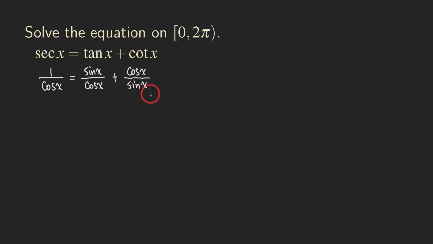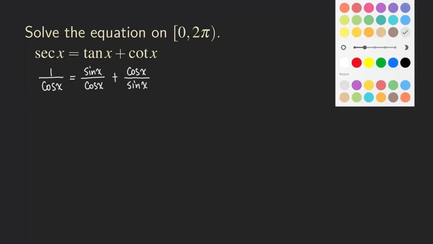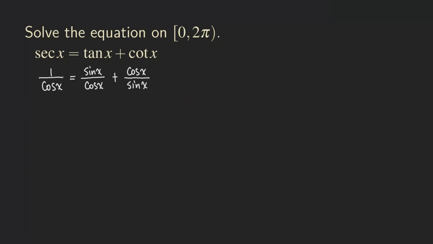As you can see here, the three terms don't really have the same denominator, so we cannot just combine them all together. Even though we can combine those two terms, there is still this fraction that we need to worry about. So one easy way to do it is to eliminate the denominators by multiplying every fraction by the LCD. The LCD in this case would be cosine x times sine x.